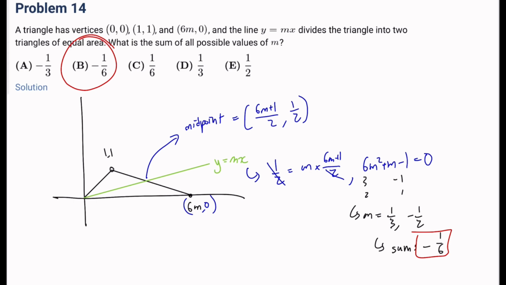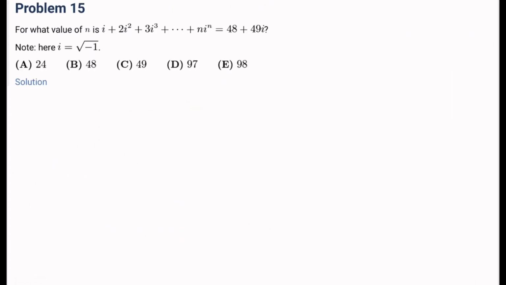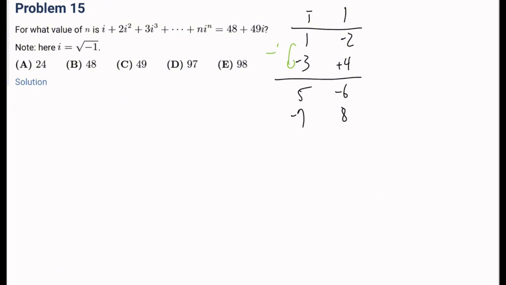It's B. Number 15, for what value of n is i plus 2i squared plus 3i cubed plus all the way to ni to the nth power equal to 48 plus 49i, and i is root of negative 1. Okay, so if we just list the coefficients of i and 1, the first one's going to be 1, 1i, and then it's going to be negative 2 because this becomes minus 1, and then we're going to have minus 3i, and then plus 4, like that, right? The next one's going to be 5, minus 6, minus 7, 8, and we see that i's keep going smaller by 2, and 1's keep going added by 2, right? So same thing here, minus 2, and this will be plus 2.